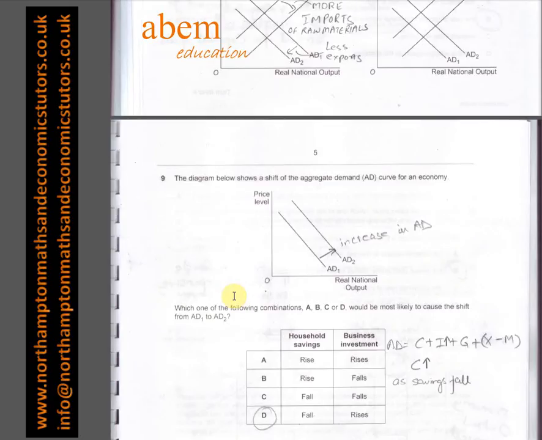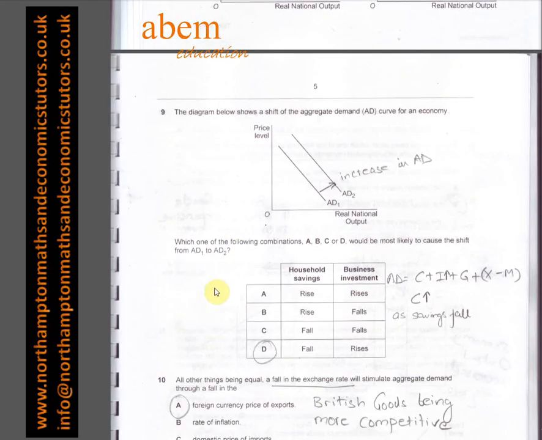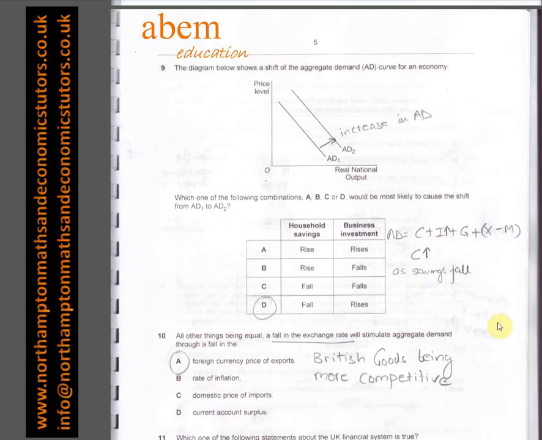The diagram below shows a shift of the aggregate demand curve for an economy. We can see the AD is moving outwards, an increase in AD. So which one of the following combinations, A, B, C, or D, would be most likely to cause the shift from AD1 to AD2? We know by formula AD equals C plus I plus G plus X minus M. So any of these factors should be increasing. The answer is D, because if household savings decrease, consumption will increase. If business investments are increasing, there is more demand for capital goods. Therefore, it will move the AD right.